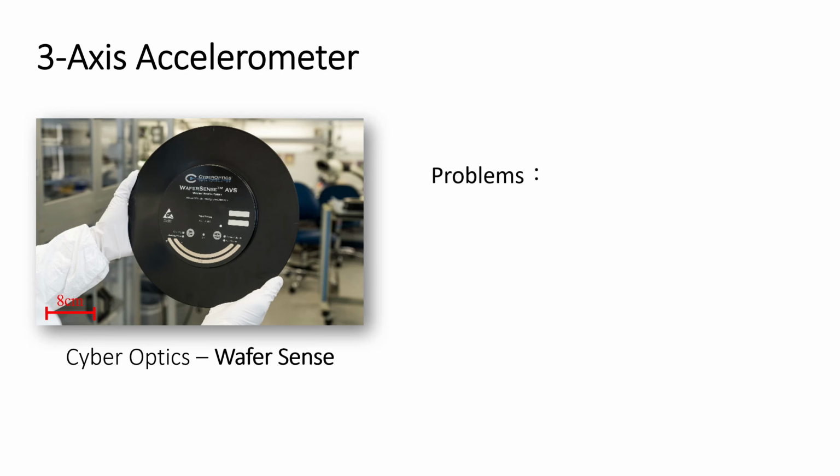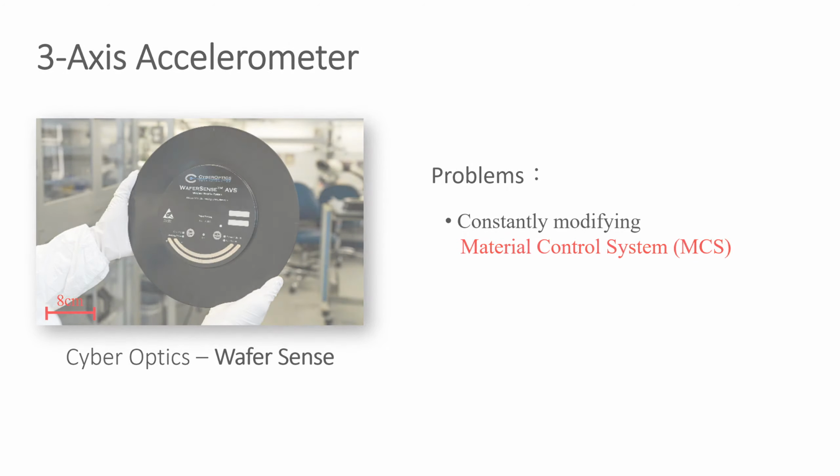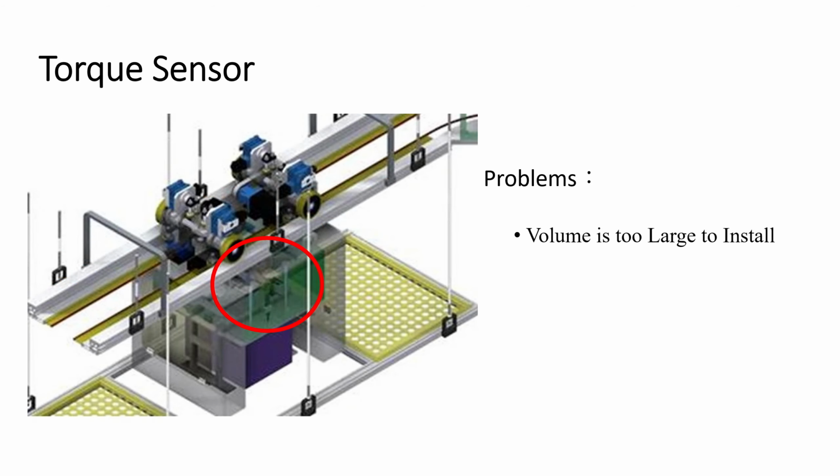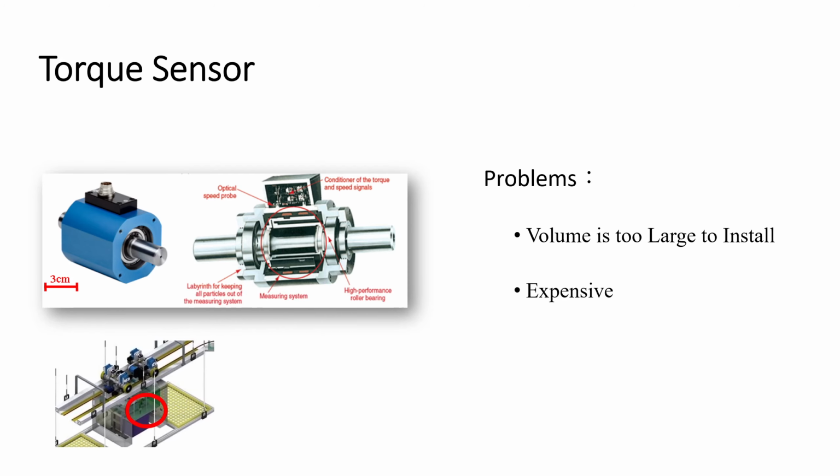The next is WaferSense, developed by CyberOptics. It has problems too. It needs constant modification of the material control system. And the last is the torque sensor. Its problem is that the volume is too large to install inside the FOUP, and it is very expensive.